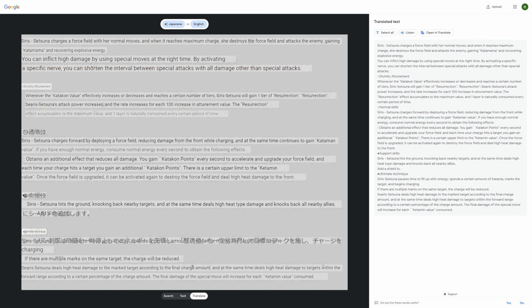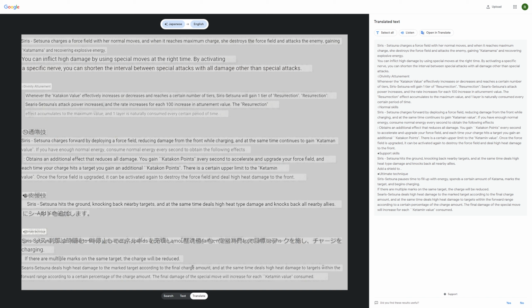Anyway, so normal skill. SIRIS charges forward by deploying a force field. Okay, this is the one we actually saw. So I'm assuming this is like explaining more of her passive, these first two right here. So she charges forward by deploying a force field and reducing damage from the front while charging, and at the same time continues to gain this value. If you have enough normal energy, consume normal energy every second to obtain the following effect. So if she has enough of this value from her passive, she could do the following.